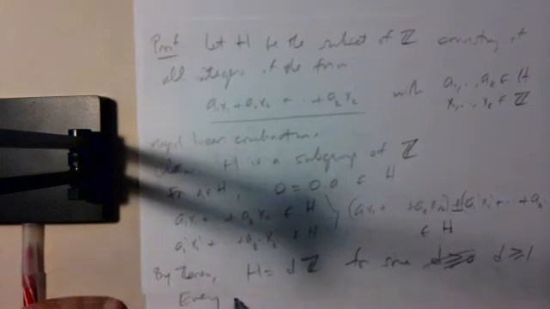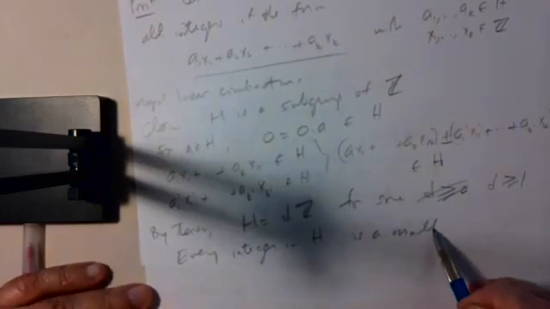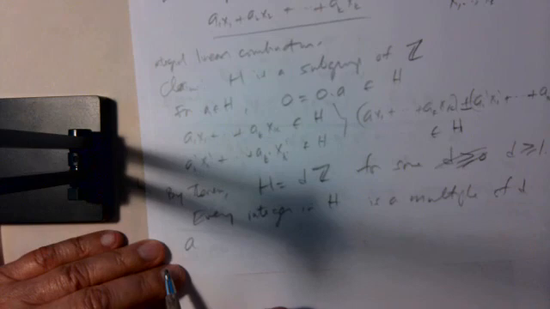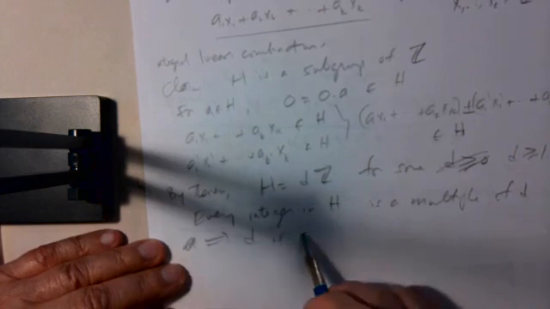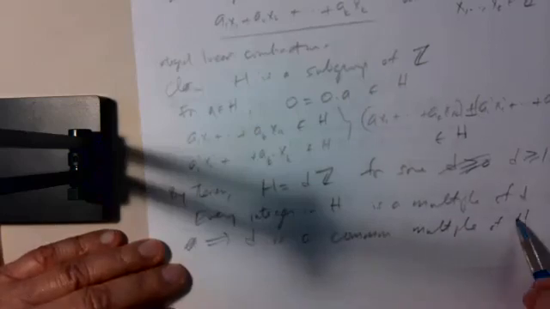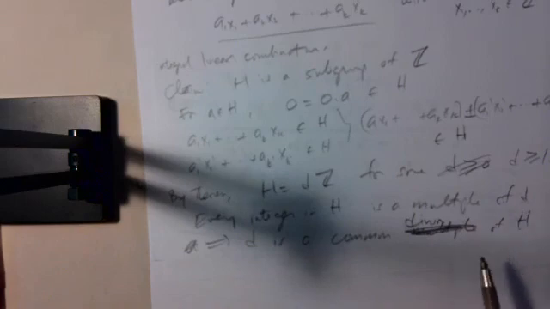So this means that every integer in H is a multiple of D. So that means D is a common divisor of H. Every integer in H is a multiple of D, so D is a common divisor of H. Every element in H is divisible by D. So this number D that generates the subgroup H is a common divisor of H. And I want to show it's the greatest common divisor.